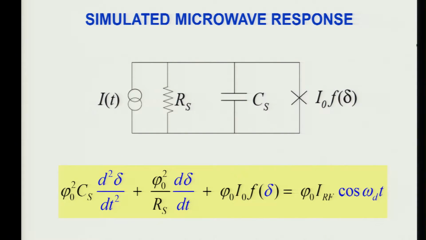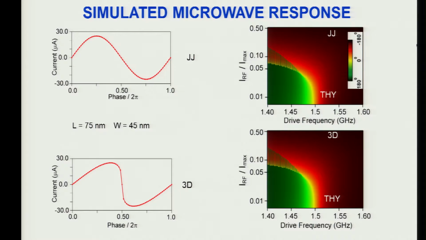So the first thing was to do some calculations and figure out what the microwave response of such a device should look like. So this is the familiar RCSJ model, where I've replaced the current phase relation, which is normally a sine or a cosine, as you write it, with some f of delta, which is here. And we took our numerical current phase relations and started to calculate what would be the microwave response of such an oscillator. And that's what's shown here.